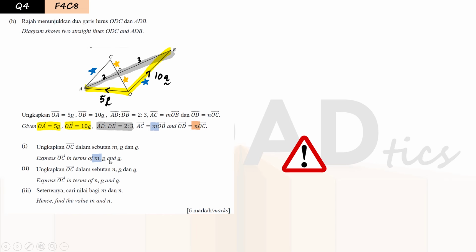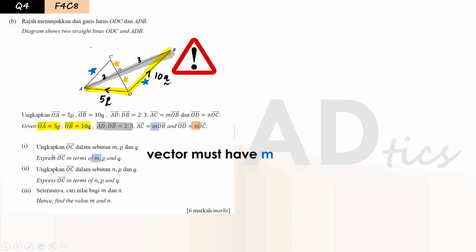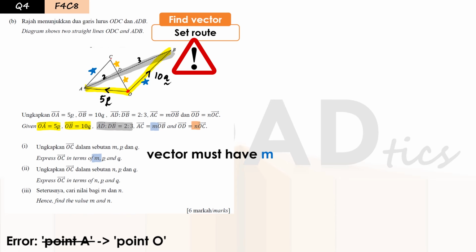Okay, so what does this mean? This means that when we are finding the vector OC, we need to use the vector AC or OB, either one. So in our answer, there would be M, because again, these two vectors are related by M. So how do we find the vector? First thing first, we need to set our route, our direction. Meaning, if we are at point A, how do we go to point C? And we need to use either one of these two vectors.